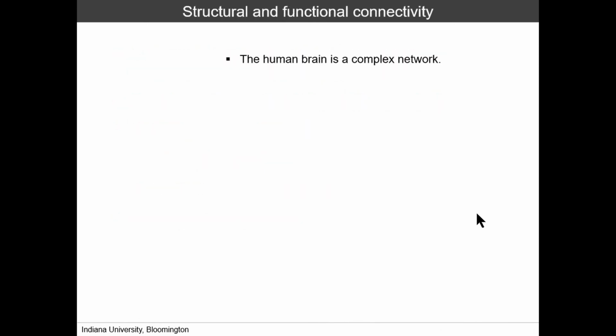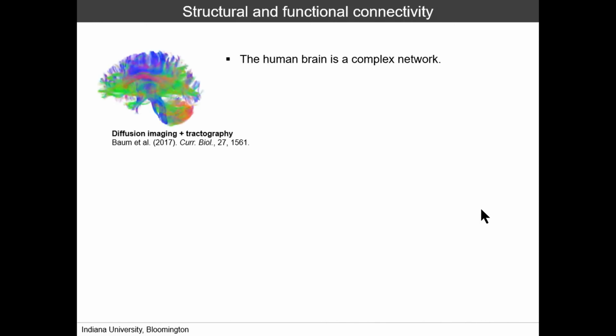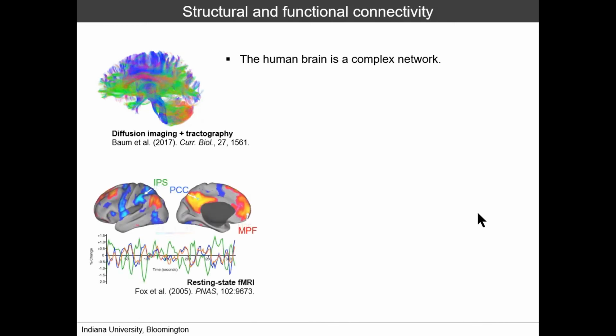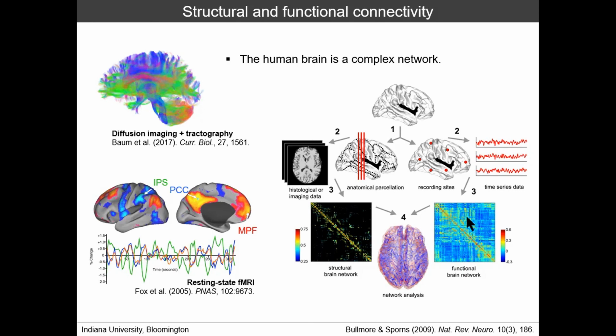So I'm a network scientist. I start from the perspective that the human brain is a complex network, and that's the modality that we should be studying it at. These networks are fundamentally multimodal, so we've already heard a lot about diffusion imaging and tractography for generating structural networks. We've heard a lot about using resting fMRI to generate functional networks, and I'm not going to spend a lot of time talking about the processing strategies.